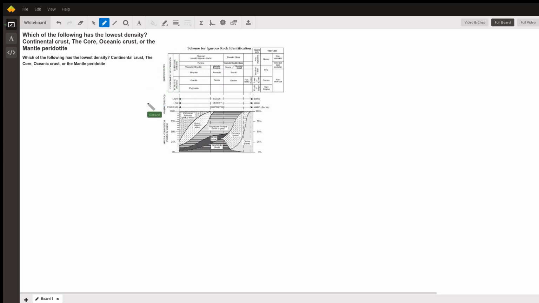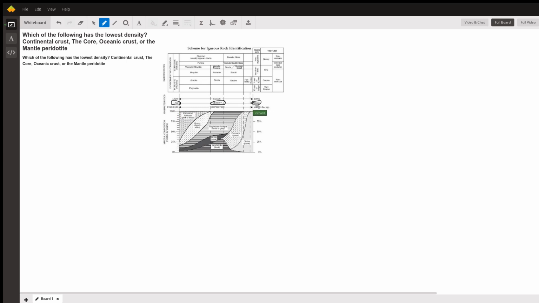So the diagram I have here on this page is a common diagram in all geology books. This is looking at igneous rocks and how they're classified. And igneous rocks were once molten liquid and they cooled off. As they cool off, different minerals are produced. Of interest to us right now is this line right here, which says density. Notice that on the left side is low density, on the right side is high density.